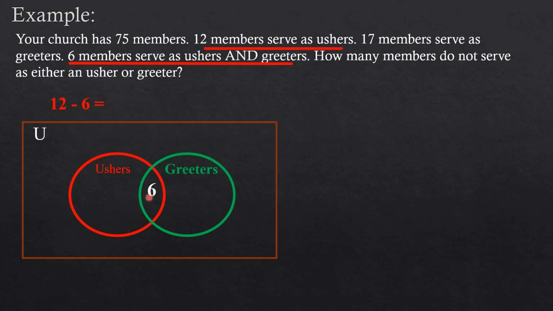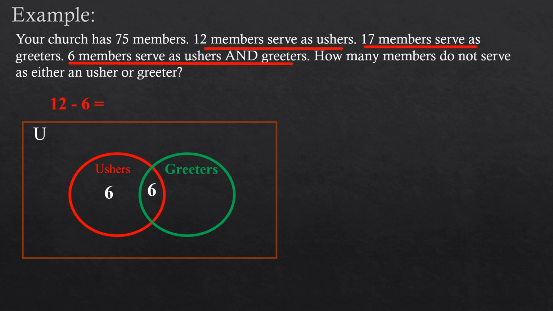So 12 minus 6. Out here in this part, I know that has to be just 6. So 12 minus 6 gives me the 6 that live in this part of the circle. Okay, then I'm going to look at my greeters.